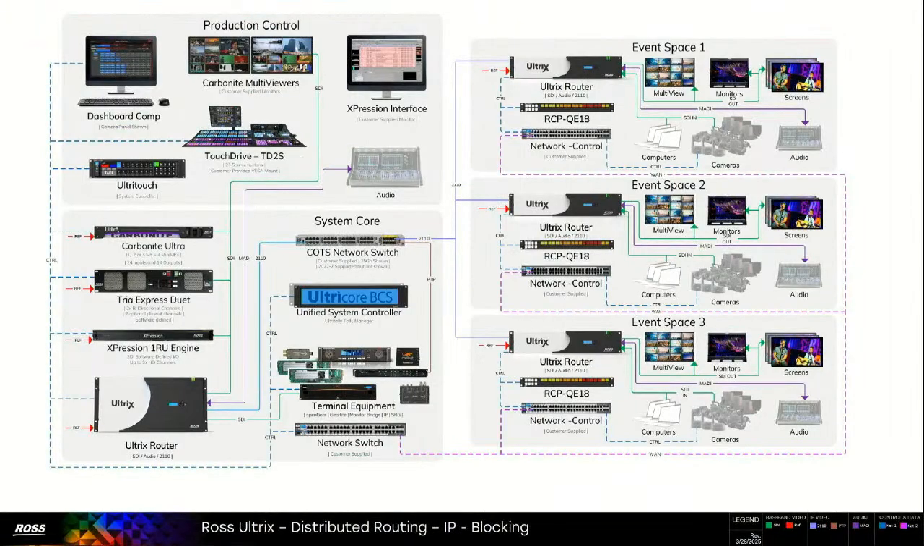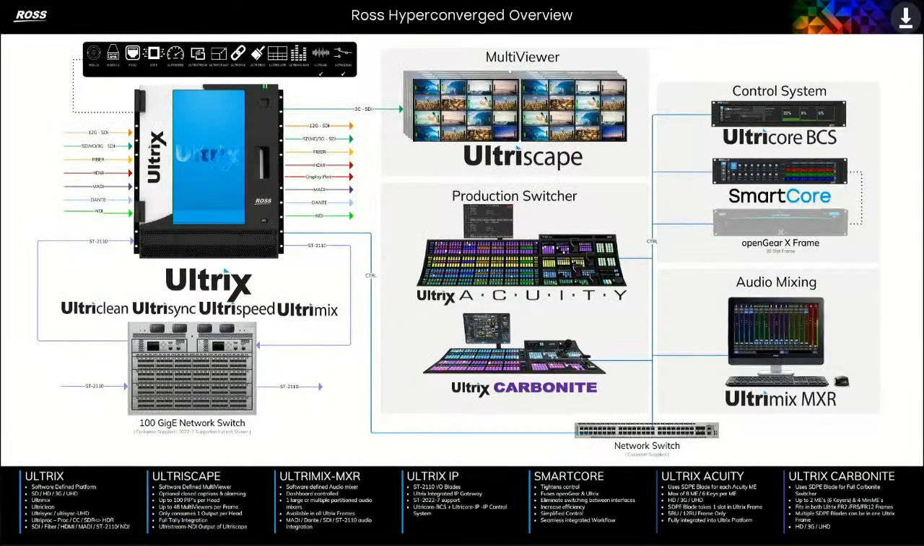So another similar idea here, just centralized system core on network switches. The switches can be distributed around, et cetera, but lots of different event spaces or control rooms and production studios, et cetera, spread out, growing, lots of flexibility. So let's see, and this is just kind of a mix of everything.